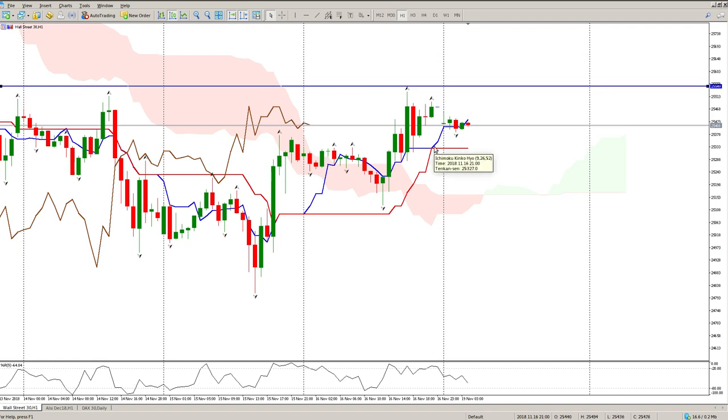And this one on the hour is probably fairly significant in the fact that we've got a Chikou span through, we've got a crossover, and we've got a twist in the cloud. So this is fairly significant. However, we could still have a bit of a pullback.